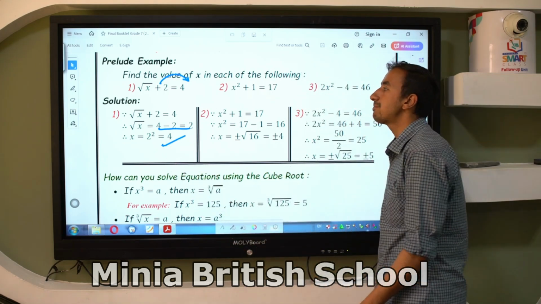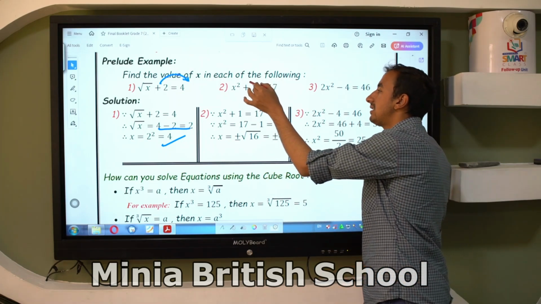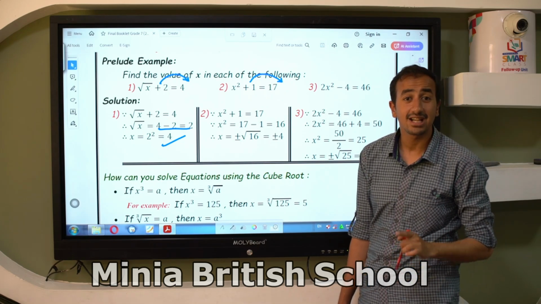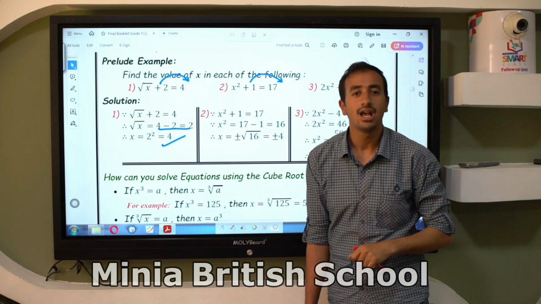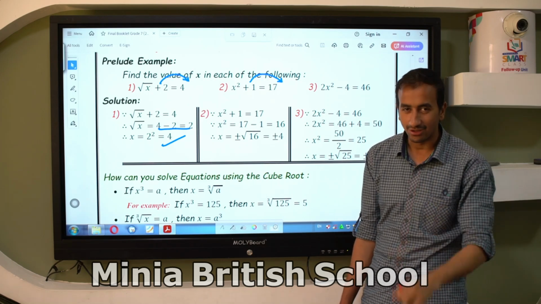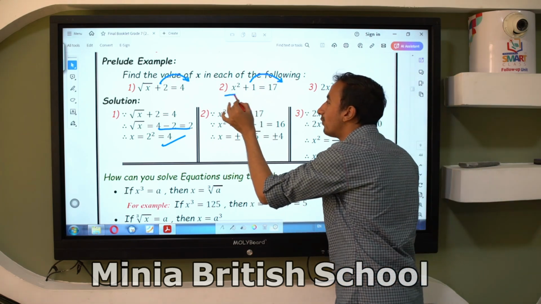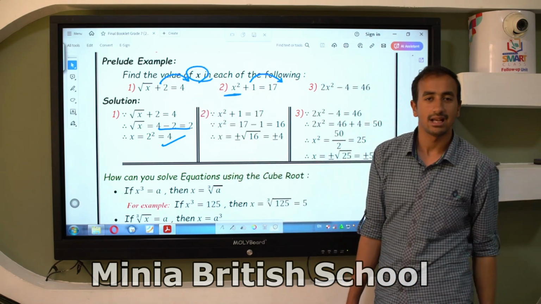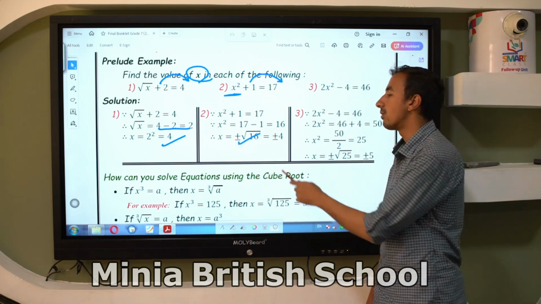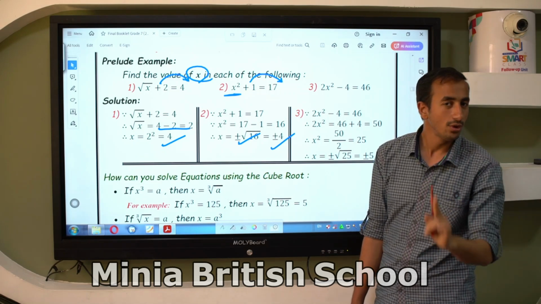But here, x power 2 plus 1 equals 17. 17 minus 1 equals 16. x power 2 equals 16. The common mistake for the students: don't forget the positive or negative. Pay attention here. Don't forget positive or negative if you want to find the value of x in the equation. The value of x is positive or negative square root 16, which equals positive or negative 4, in the power 2 only.